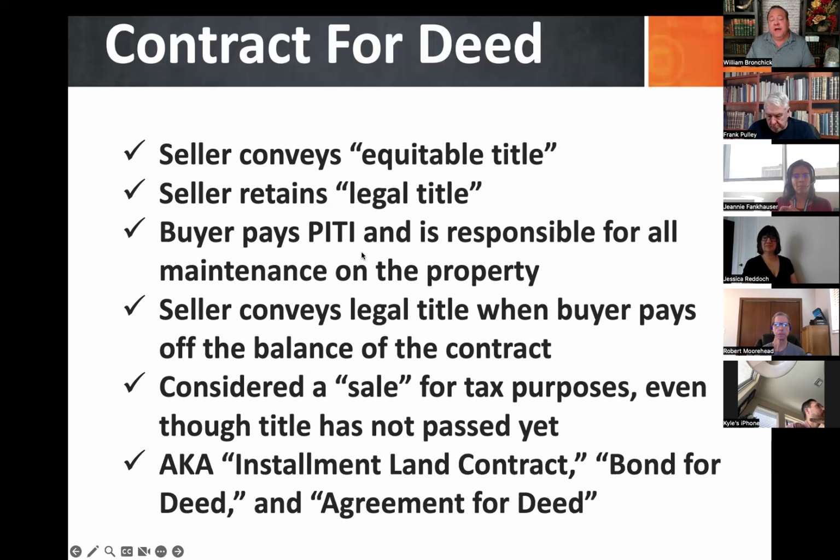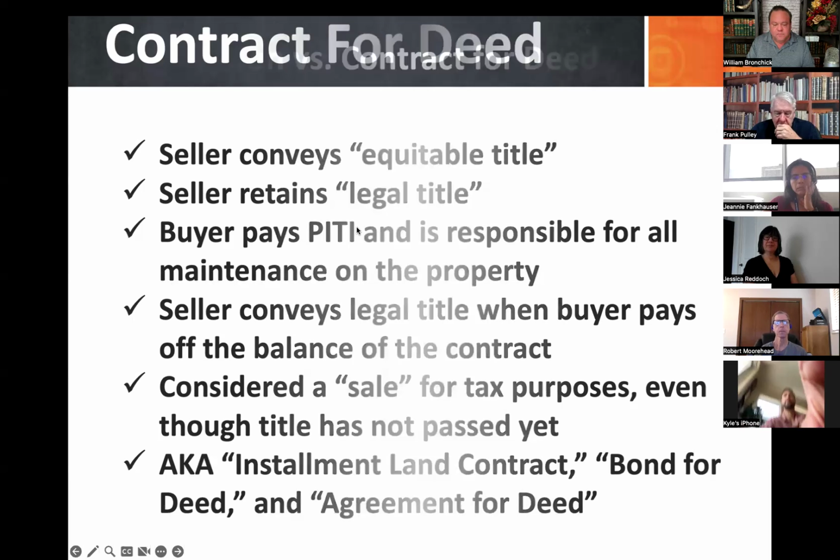Some people say, what's the difference between that and an installment land contract? It's the same thing. It's just a different name. Bond for deed, bond for title, agreement for deed. I kind of like agreement for deed because that is the easiest way to explain it. We have an agreement. You make me payments. When you pay me off, you get the deed. So I like agreement for deed. Some people call it land contract, which gets confusing because they think raw land, when that's not necessarily the case.